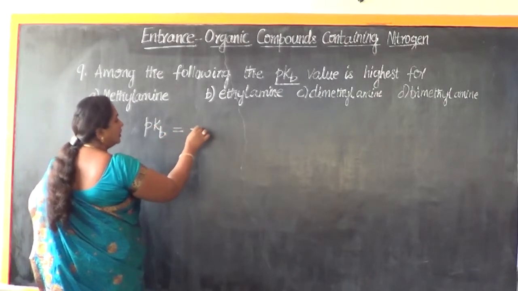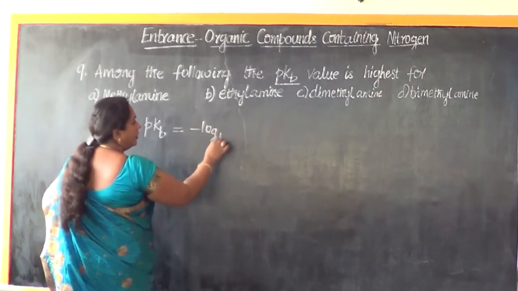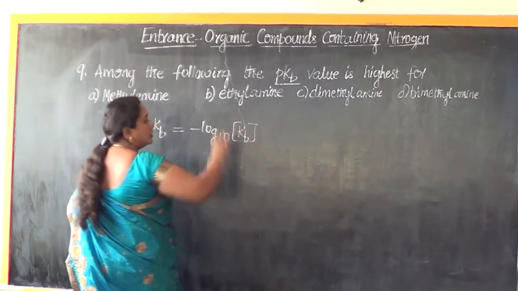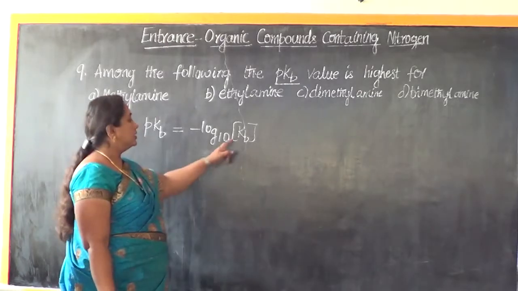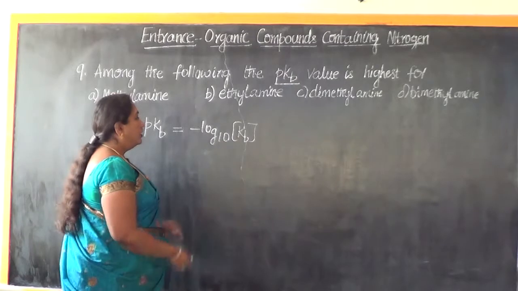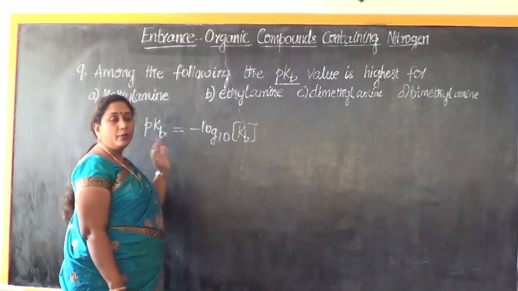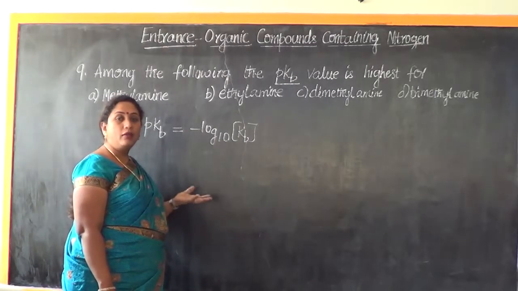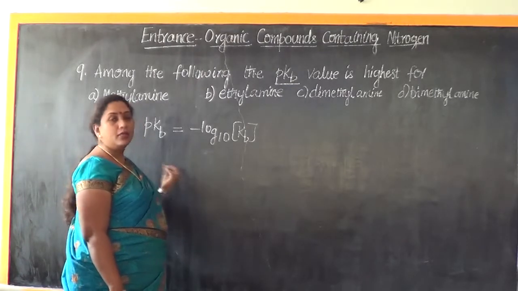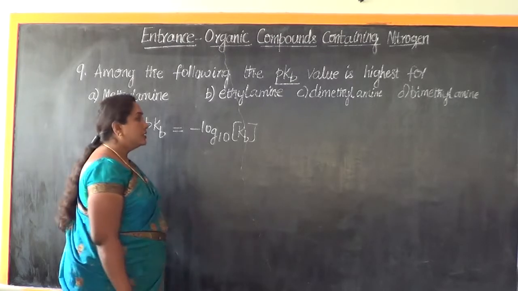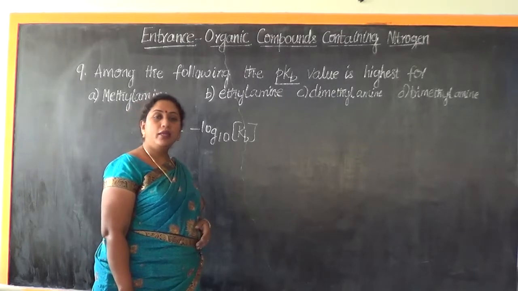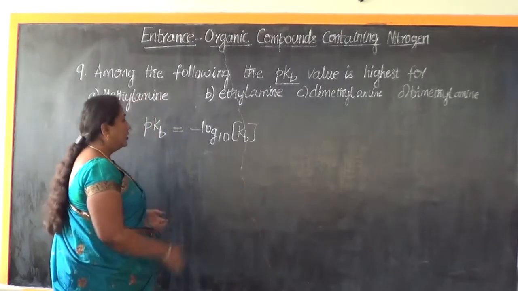pKb is nothing but the negative logarithm to base 10 of the dissociation constant of a base, that is Kb. Kb means dissociation constant of a base. These values of pKb or Kb will help us to evaluate the strength of a base. And amines and ammonia are Lewis bases because the nitrogen atom has the ability to donate the lone pair of electrons.